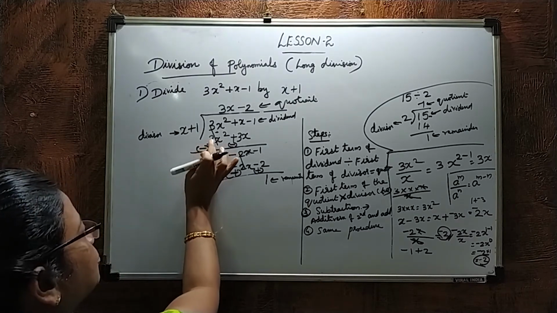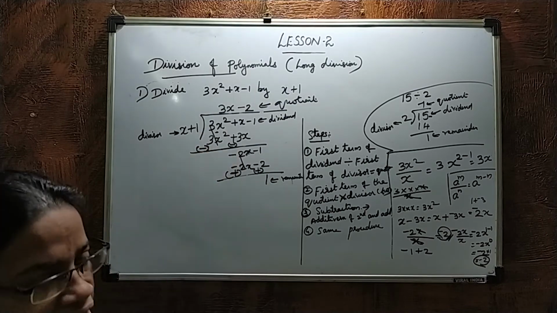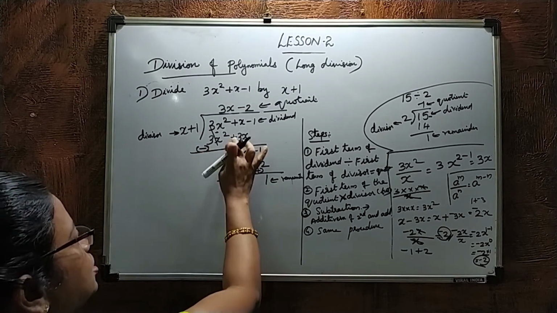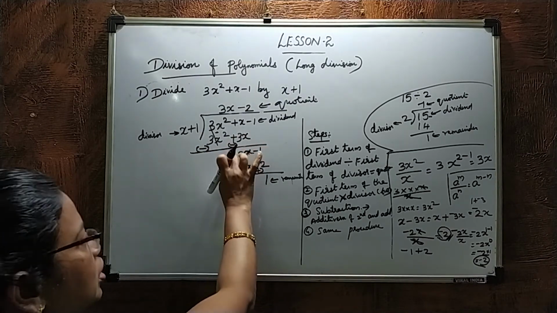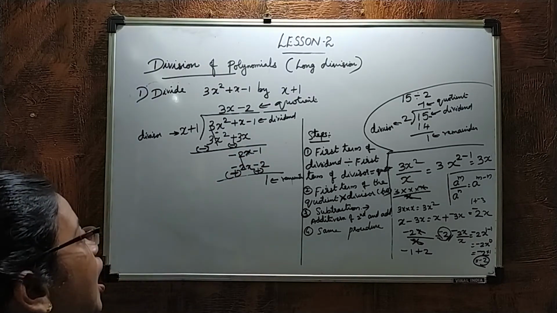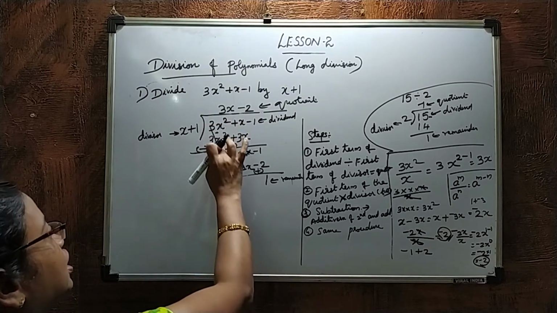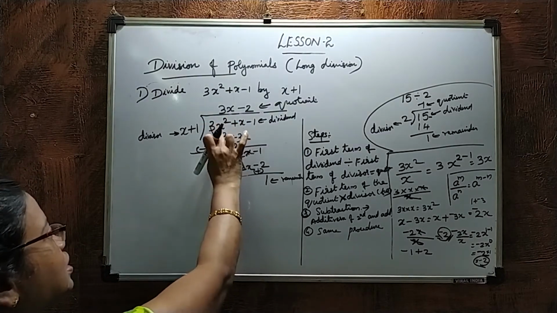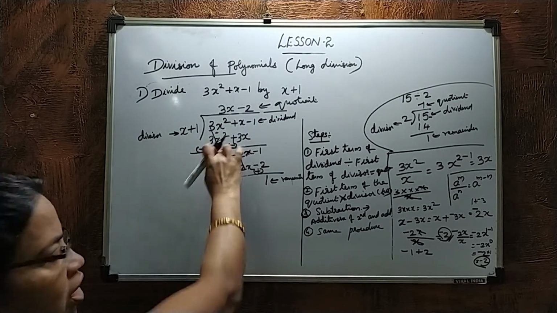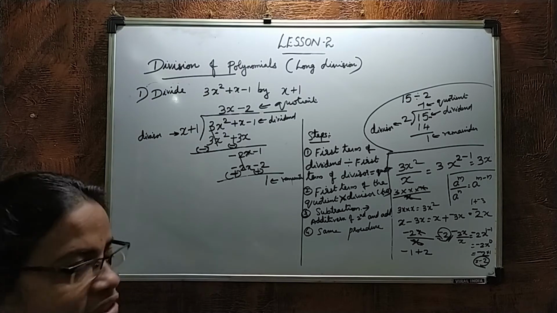So take the additive inverse. Here 3x square is positive, so put it as negative. Then here it is positive, plus is there, put it as negative. You have to use brackets. After additive inverse, add. So here, when you add 3x square plus negative 3x square, you will get 0. Instead of writing 0, I just cut it.